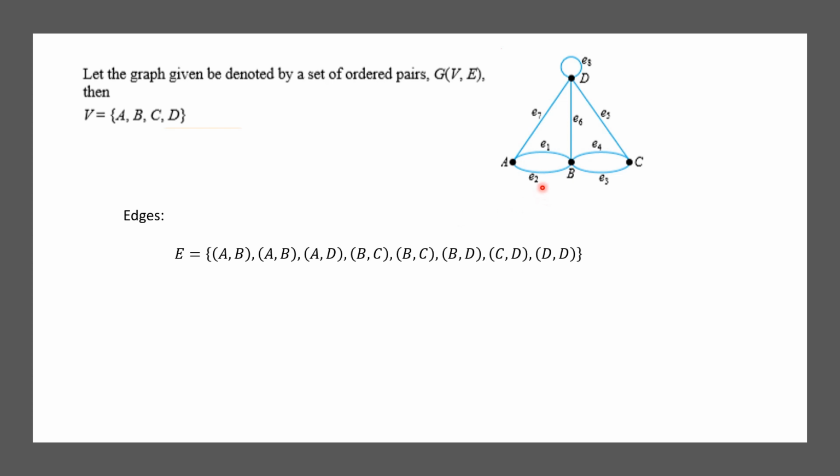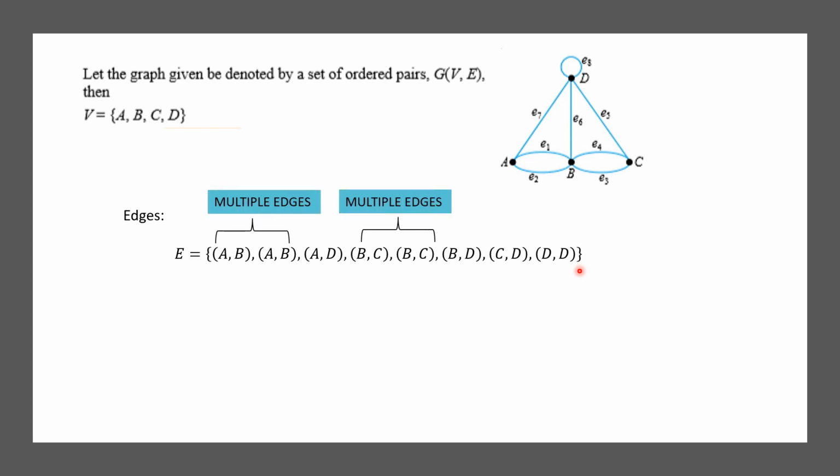E is equal to AB, the first one here. E1 is AB. And then the second one is AB also. E2 is AB, E1 is AB. So AB, AB. And then AD. And then BC. E4 is BC. And then E3 is also BC. And then BD, CD, and DD. So the loop is written as DD.